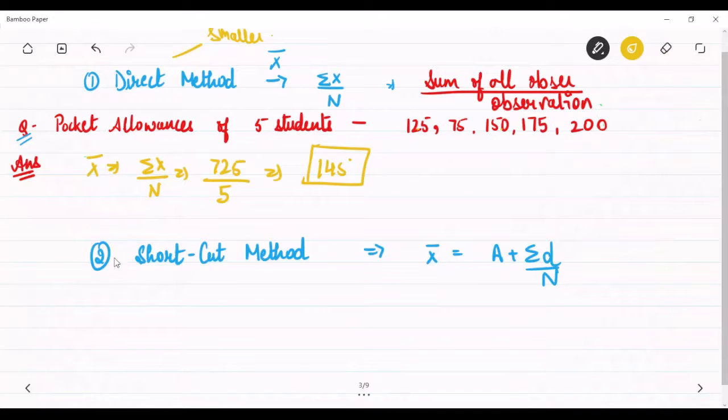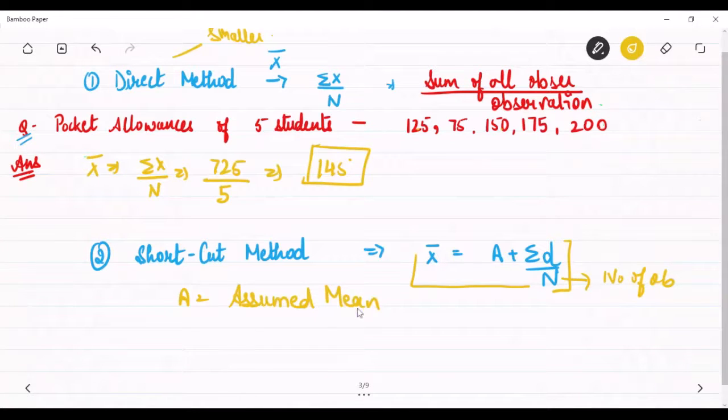Now the second method under ungrouped data is the shortcut method. The formula required to calculate mean under this method is mean equals A plus sigma d upon n. Now the question is, what is A, what is d? We know n is the number of observations. Okay, so what is A? A here is the assumed mean. And what is d? D is the deviation. Okay, now how do we calculate A and d? I will tell you in just a sec.